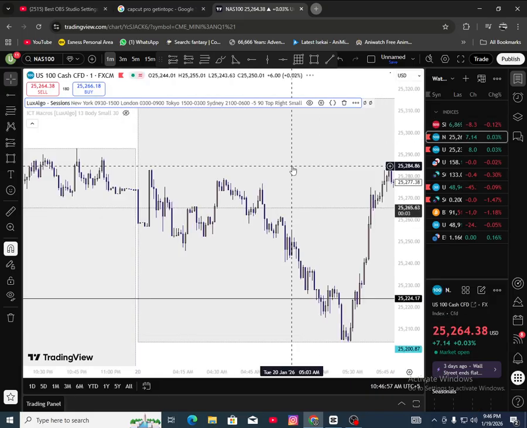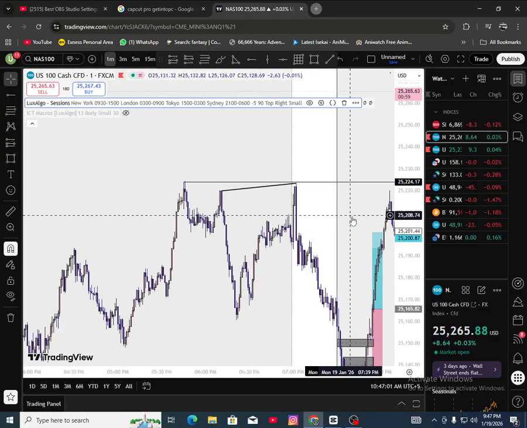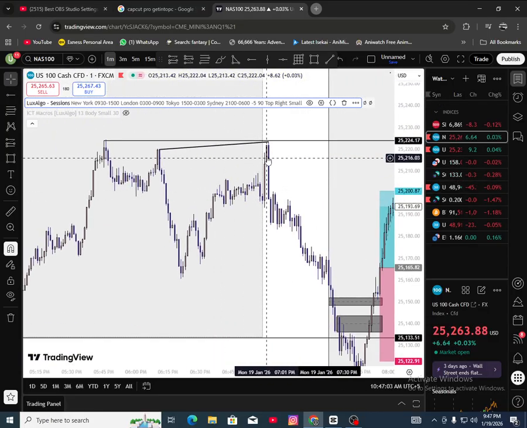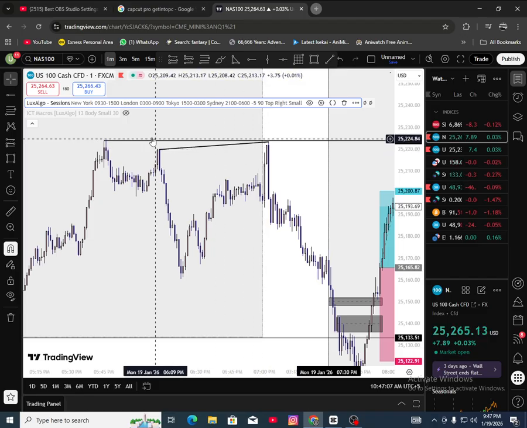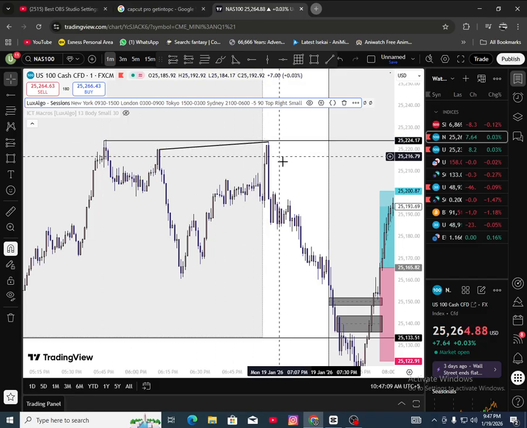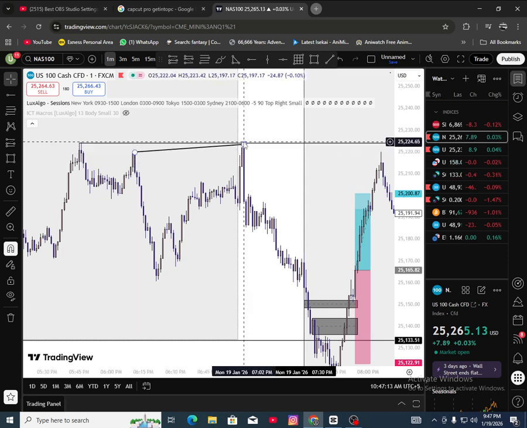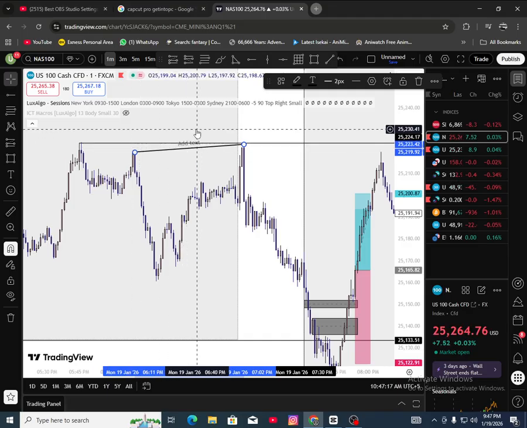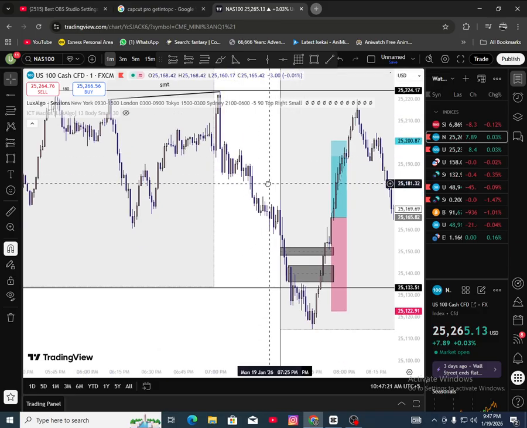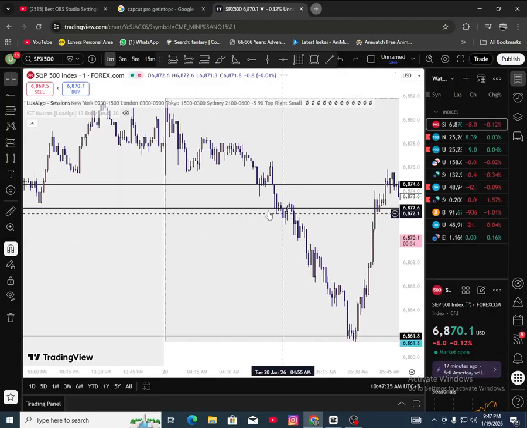So let's see on US 100 what happened. This is also the same time zone, and US 100 took the internal liquidity but left the external and made equal highs. So we had our internal liquidity and we had an SMT. This is SMT, and after that we know which index to choose. It is SPX.